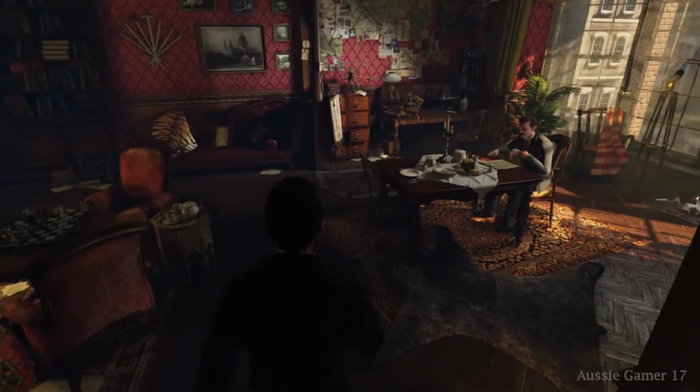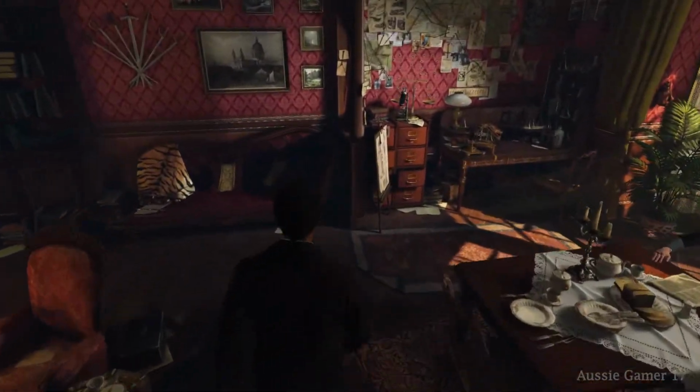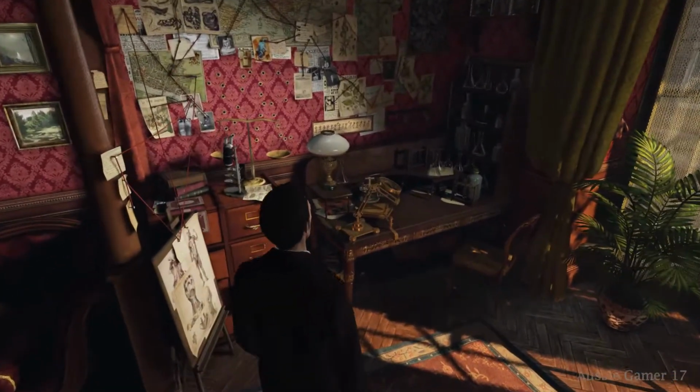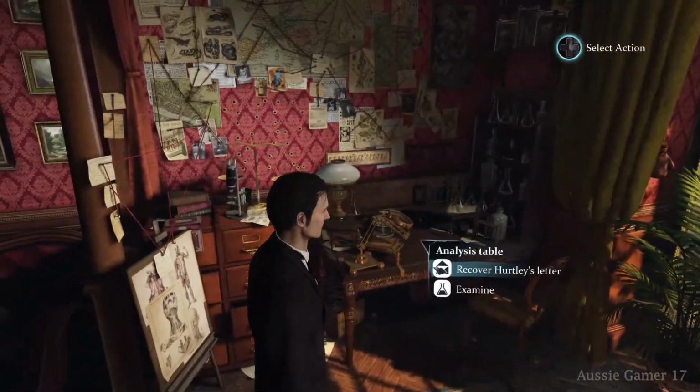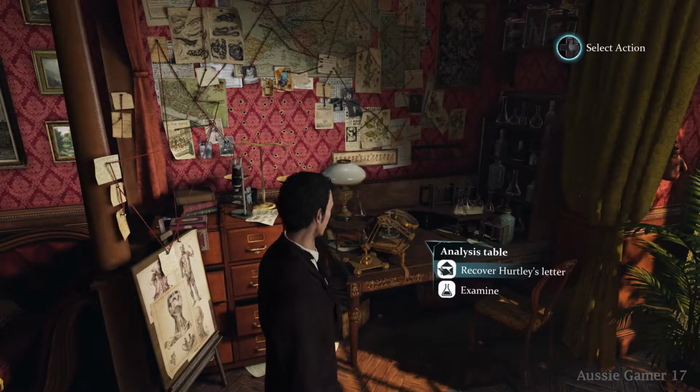Alright, if you remember, we picked up a letter that we couldn't read and we needed chemicals to help us solve this situation. Over here in the corner to the left of the window is what's called Sherlock's analysis table, and it gives us the option to recover Hurtley's letter, so we're going to do that.